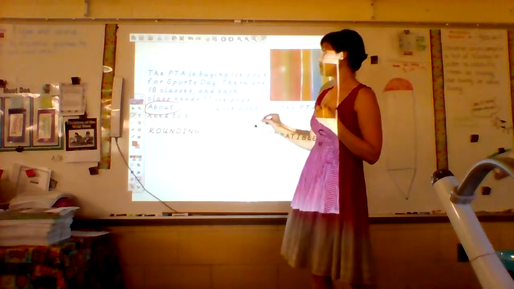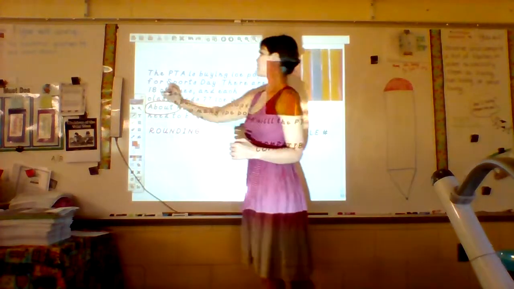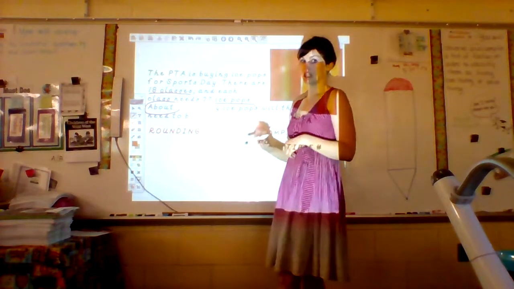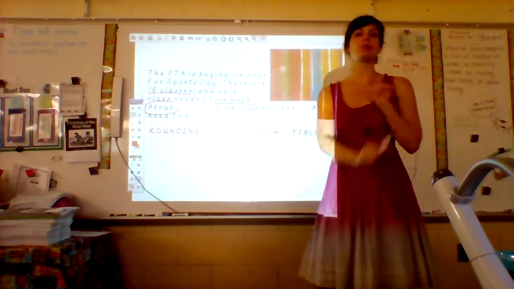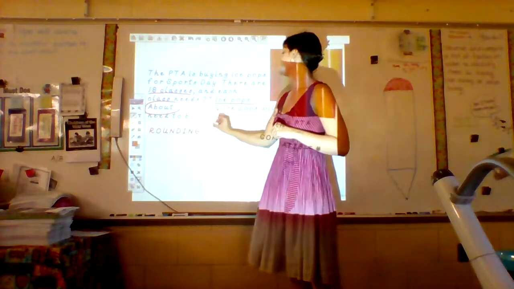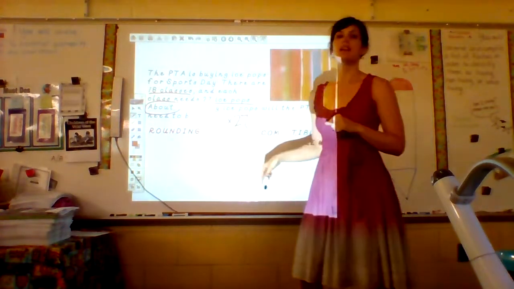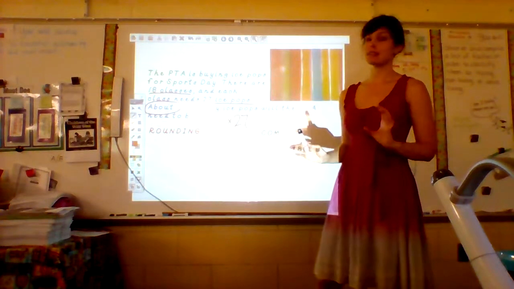So when I look through my problem, I look for the important information. There are 18 classes, and there are 27 ice pops needed for each class. So I know that my operation is going to be multiplication. So I have 18 classes times 27 ice pops in each class. And again, I'm just looking for an estimate.